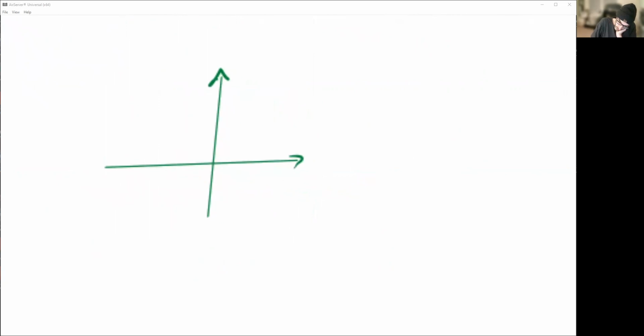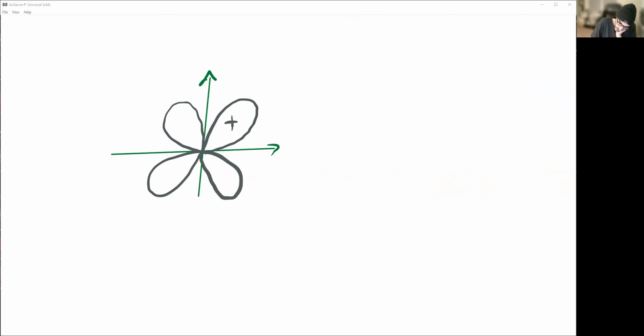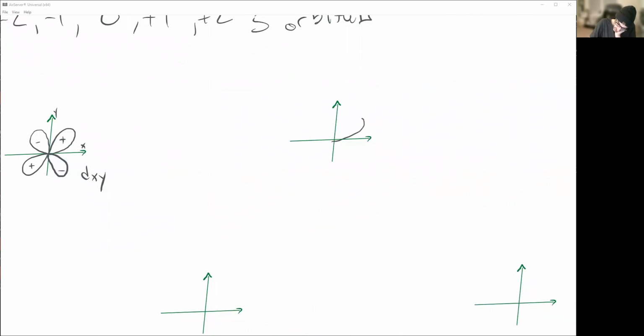All right, so first one. The first 3 are actually pretty similar. 1, 2, 3, 4. Positive, negative, positive, negative. We're going to call this the X in the Y direction. This is going to be the dxy. It's in the XY plane. And you can guess we're essentially just going to do that again and again and again.